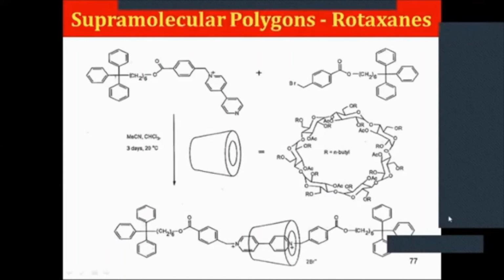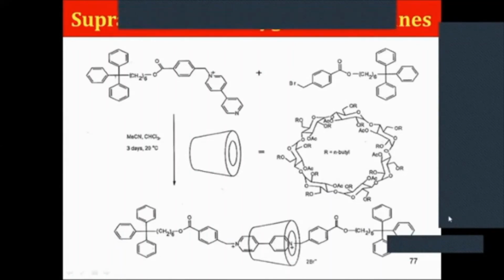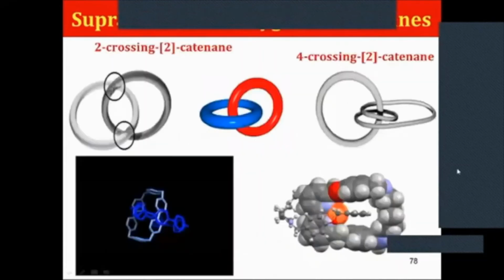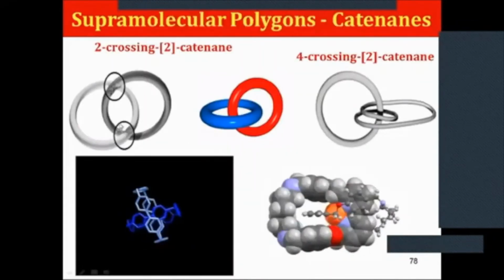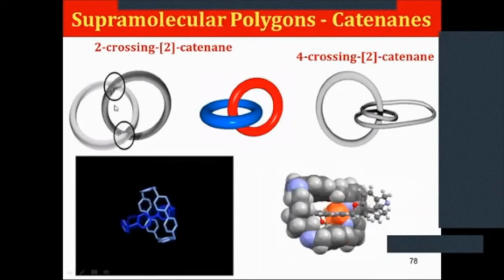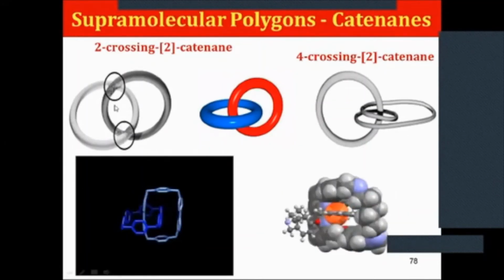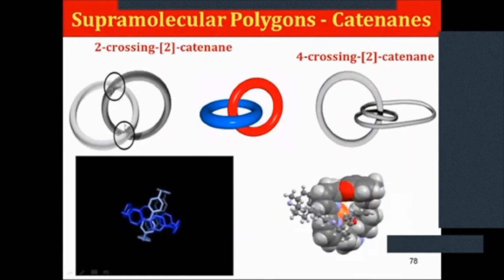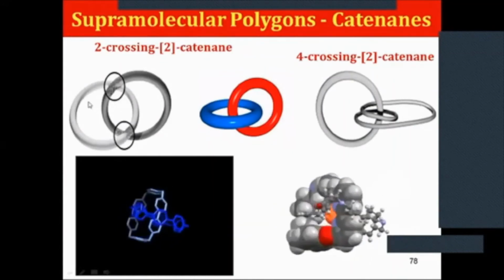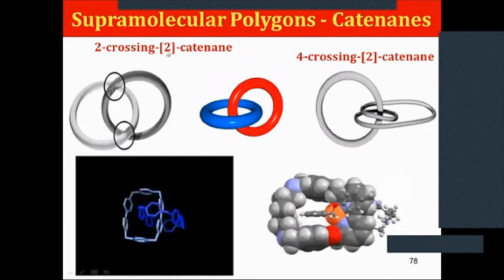I told about the architectures of supramolecular chemistry. This is one. The second one is catenanes. So this is two ring structures. There is absolutely no connection between these two, but they are there with the help of weak van der Waals or weak interactions or supramolecular interactions. So here it crosses one time and two times, and two molecules involved, it is called a two-crossing catenane.